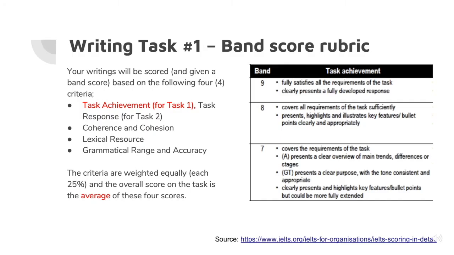There are 4 categories to your band score writing rubric: task achievement, coherence and cohesion, lexical resource, grammatical range and accuracy. The criteria are all weighted equally with 25%. The overall score on the task is the average of these 4 scores.